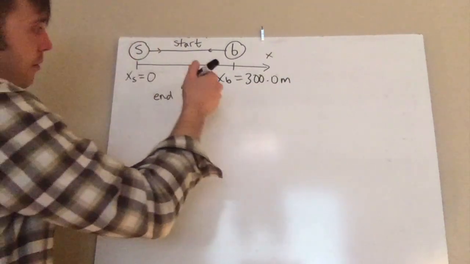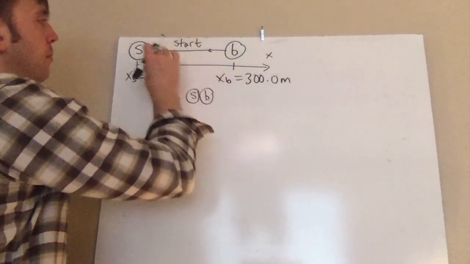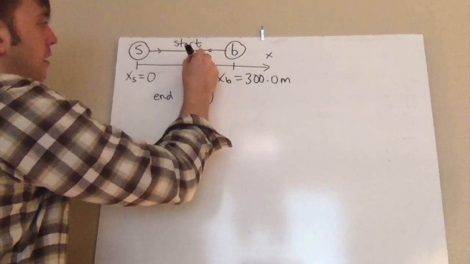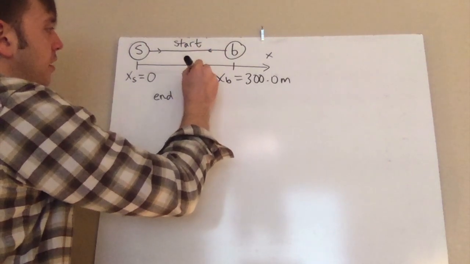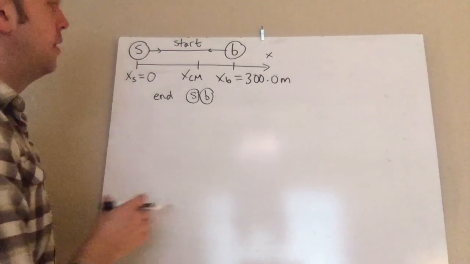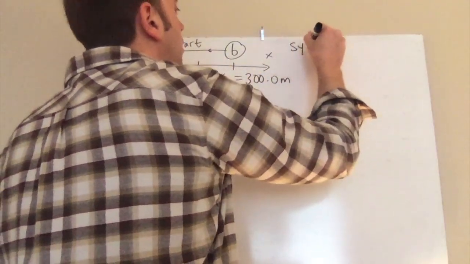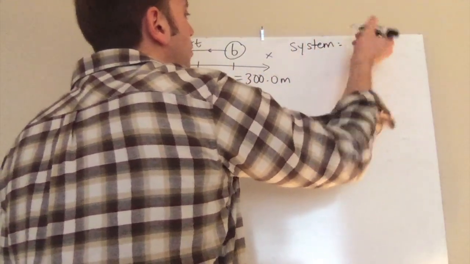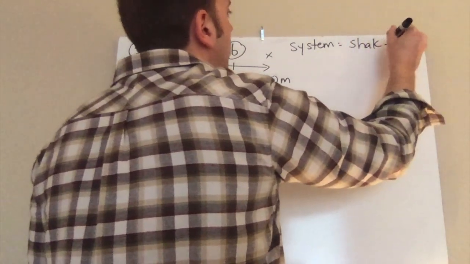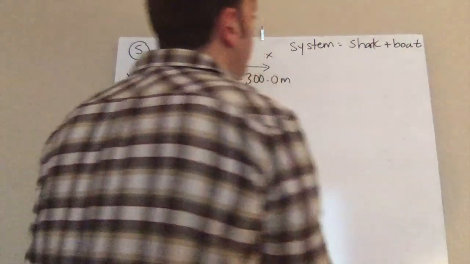Okay, now somewhere in between we have a center of mass. I'm not exactly sure where the center of mass is, but let's just say xcm is over there. Okay? So that's a basic picture of what we're dealing with. Now, the system we're thinking about, it's pretty clear, is just a shark and a boat, shark plus boat. Now, what can we say about that system?